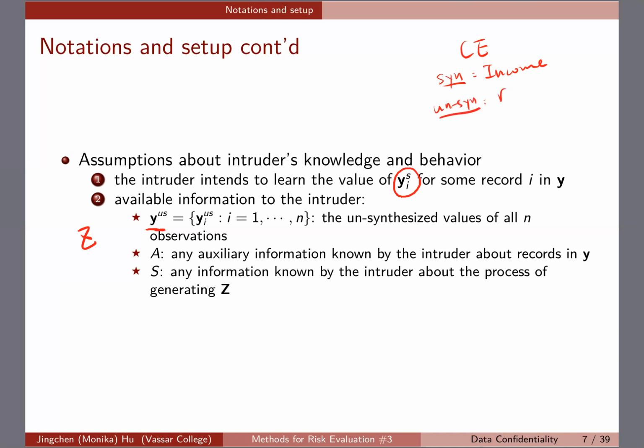I think you have race, expenditure, and urban rural status. Okay. So notice that we're not talking about which variables to use to do the synthesis yet. That is something altogether else. We're just talking about what's available to the intruder once we release Z, which is the released synthetic data set.